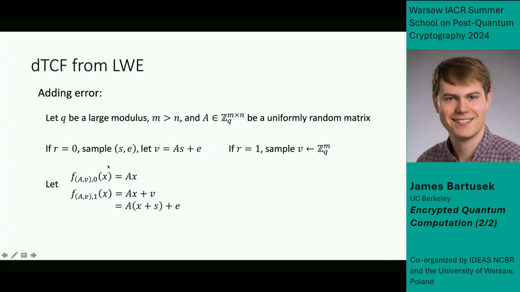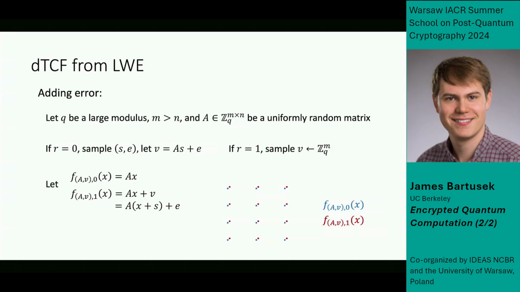And we can see that because in the r equals 0 case, the image of the 0 function is still just the column span of A, whereas the image of the 1 function is the column span of A shifted by some short error E, right? So visually, the image of F0 is some lattice, whereas the image of F1 is some shifted lattice, okay? Does this make sense? And again, the shift from blue to red is just because we're adding this short error vector.